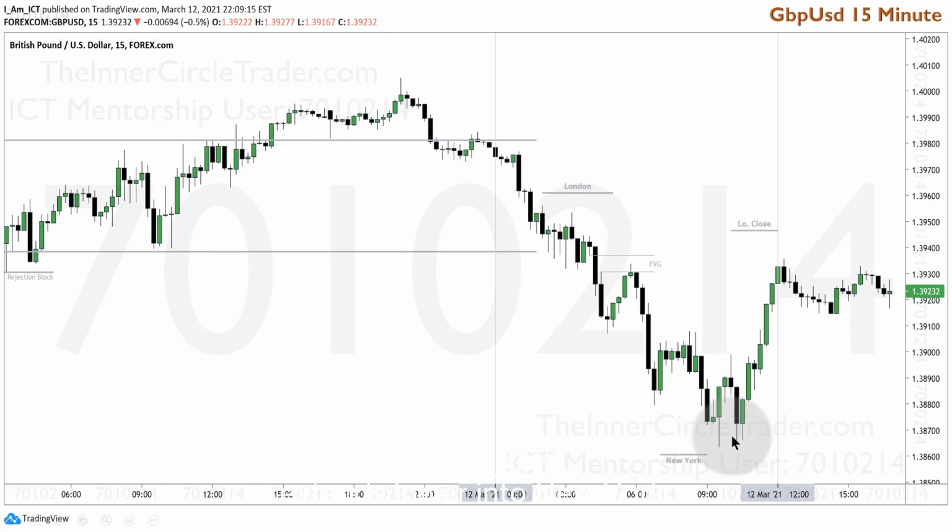Extends lower into New York. Notice the low is forming just outside of our kill zone. And then rallies higher, back in, rejection block. Trades back up into the fair value gap for London close, and then consolidation into the close of the day.